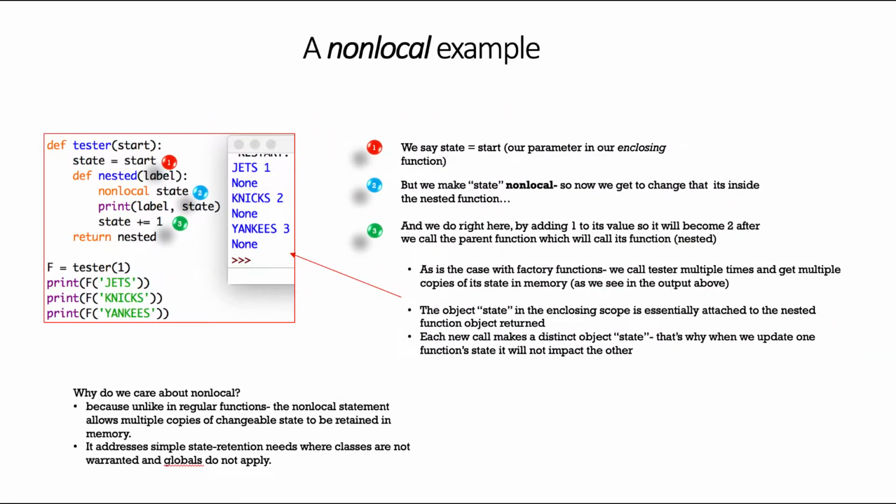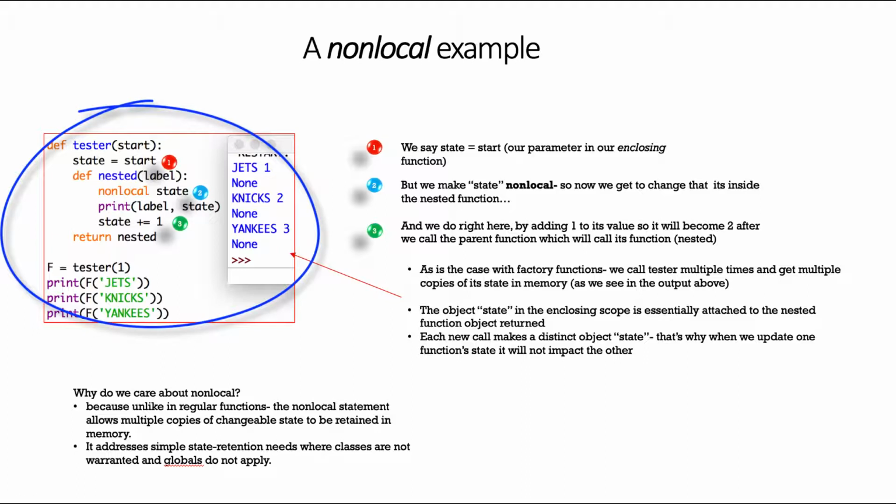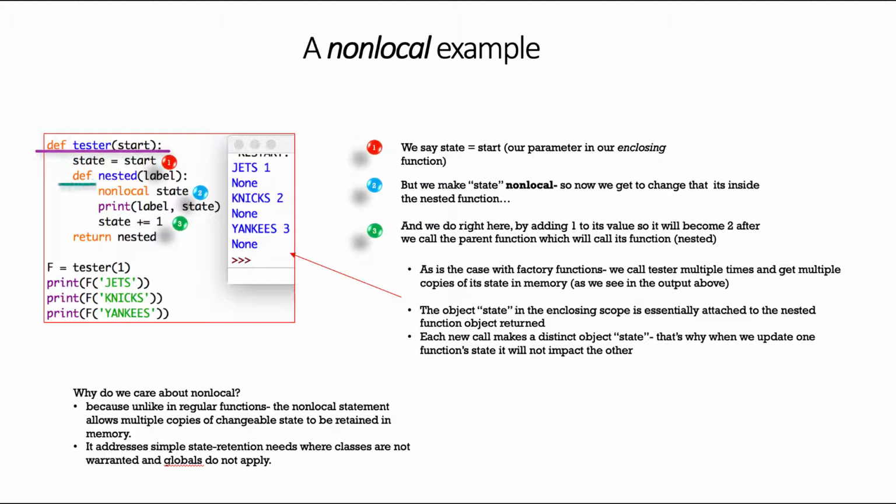Okay, so let's dive right into an example. We have code here on the upper left-hand side. We have defined a tester function, and then inside of that, we've defined a nested function called nested. We say state equals start, our parameter in our enclosing function. But we make state nonlocal in our nested function. So now we get to change that inside the nested function. We get to change its value. And we do that right here by adding 1 to the value of state, so it becomes 2 after we call the parent, which will call its function nested.